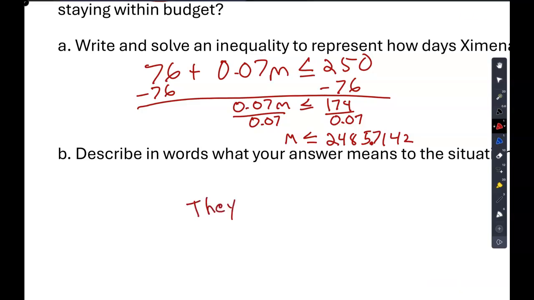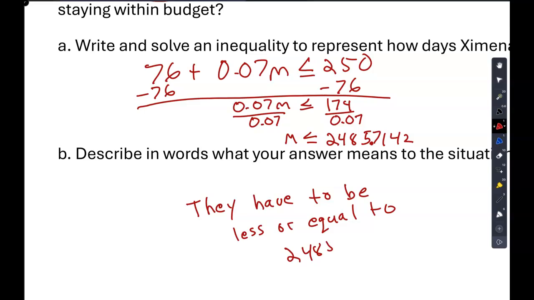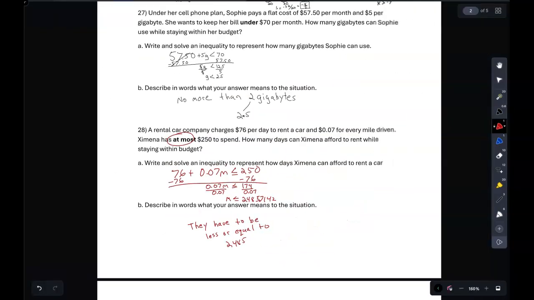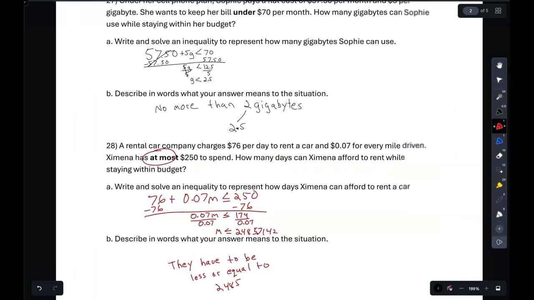So that means M has to be less than or equal to 2,485 miles. Okay, and that's the two word problems.